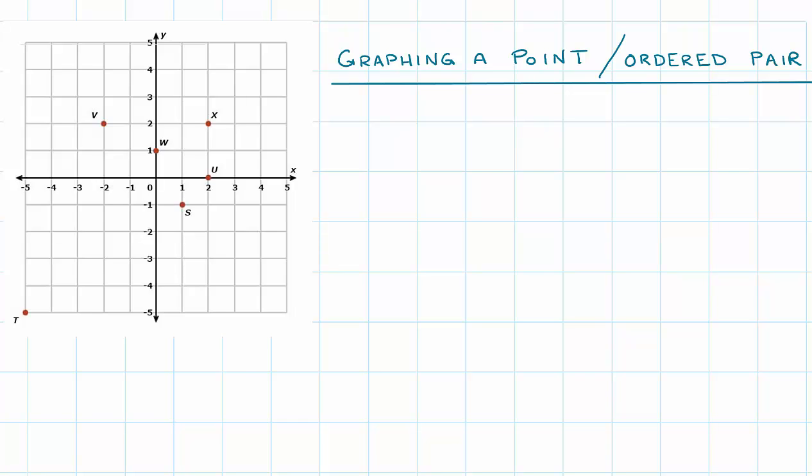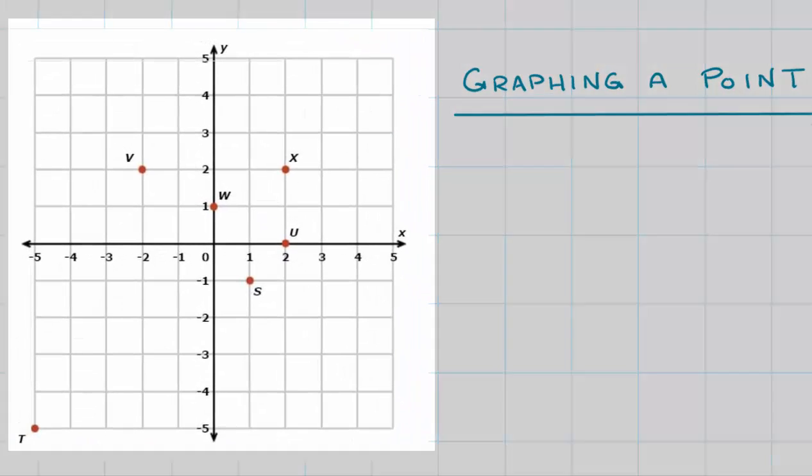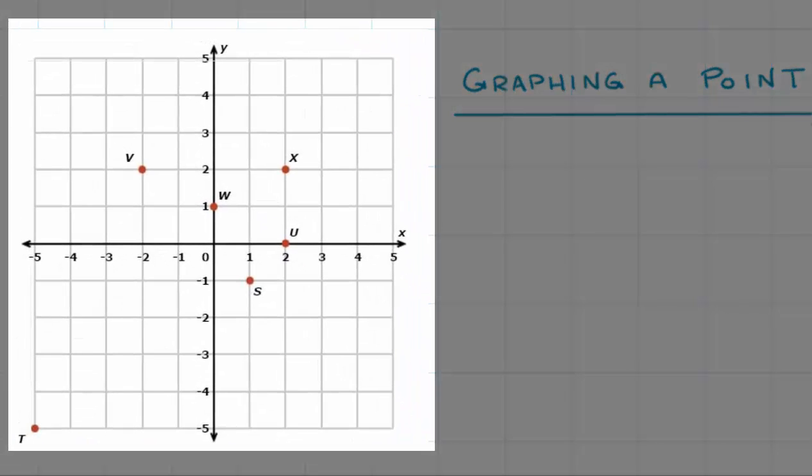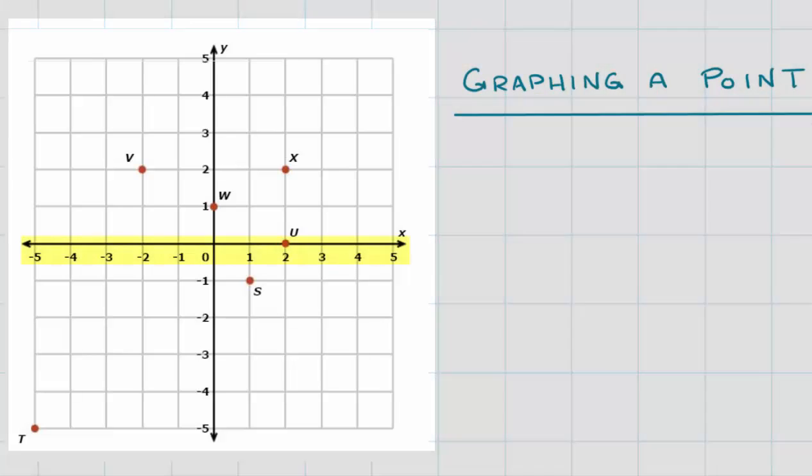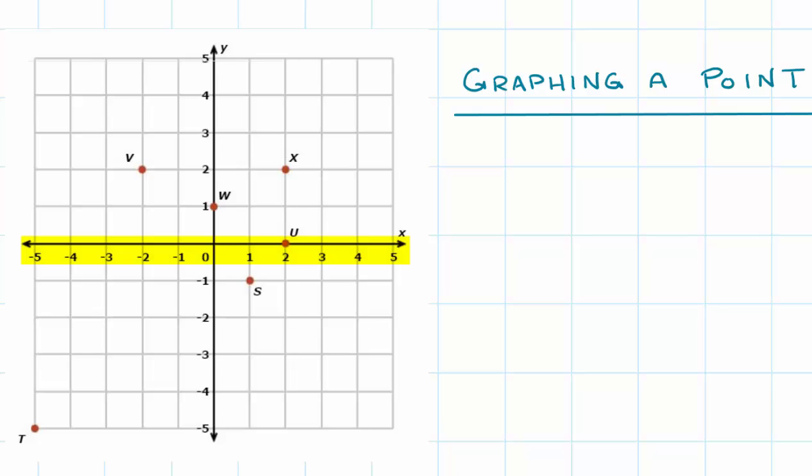Oh, we've got a graph. We're going to be graphing a point, or what we like to call an ordered pair. And what we first have to recognize on a coordinate plane, which is what this is, are the two axes that we have. We have an x-axis, which goes left to right.